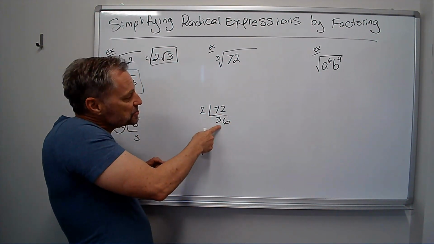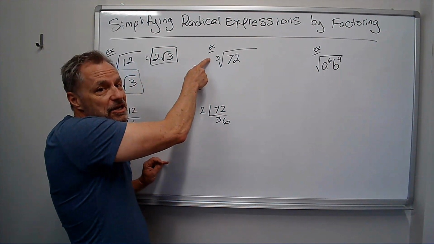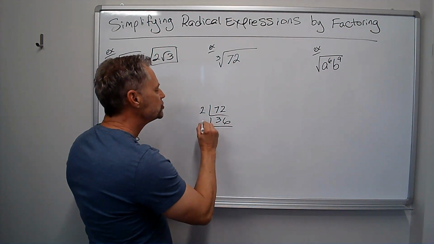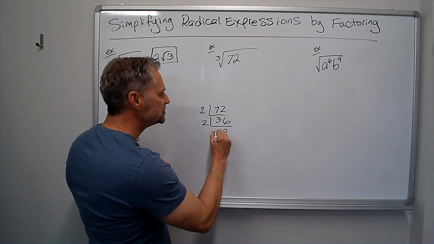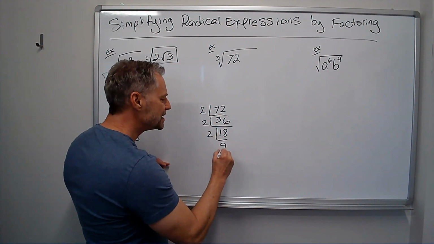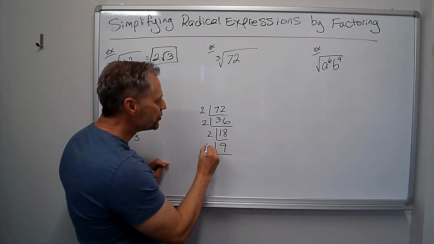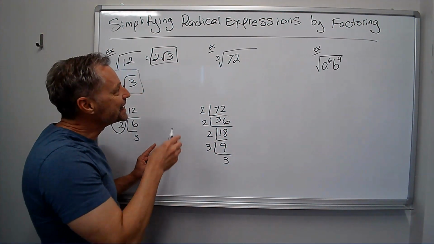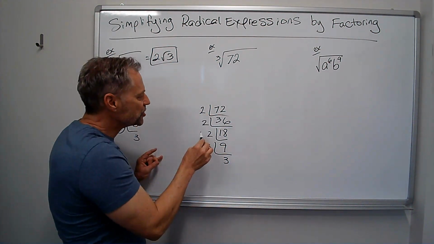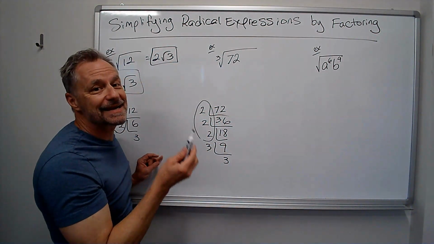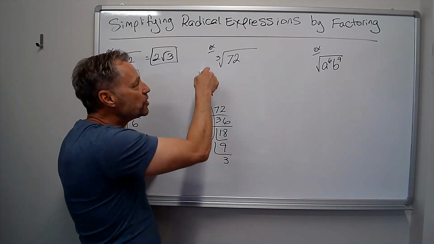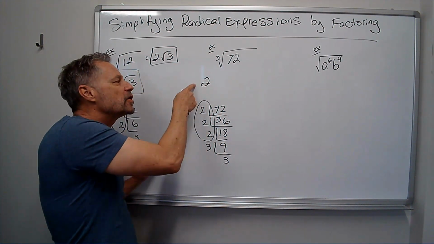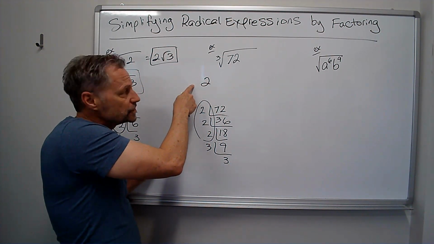Now, 36 is a perfect square, but I don't care because I need a cube. I'm just going to continue to go down by primes. 2 goes in there 18 times. 2 goes in there 9 times. 2 doesn't go in there anymore, but 3 goes in there 3 times. And I say, oh, this is easy. I need 3 of them in a group to go outside. The 2's can go outside again. But they don't go out as 2 to the third, because the third root of 2 to the third is just 2. They go outside as a group of 2's.